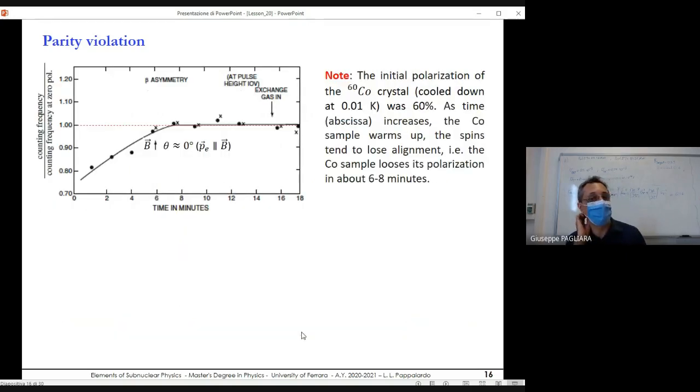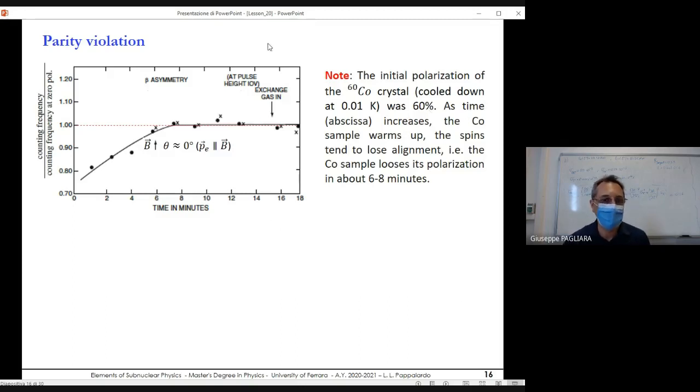So let's now look at the result of the experiment. First of all, let me tell you that at the beginning, the crystal of cobalt was cooled down to 0.01 Kelvin, very, very close to absolute zero. In this configuration, it was possible to obtain a polarization of 60%. So 60% of the cobalt was polarized in the direction of the magnetic field. Then, of course, as time passes, the crystal started to warm up, and so the polarization started to be lost.